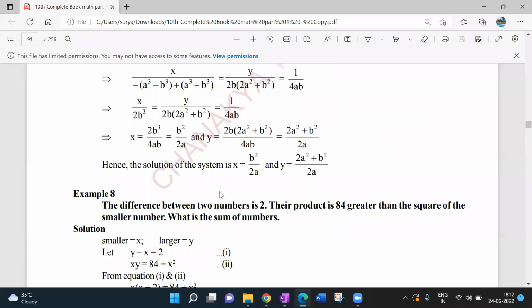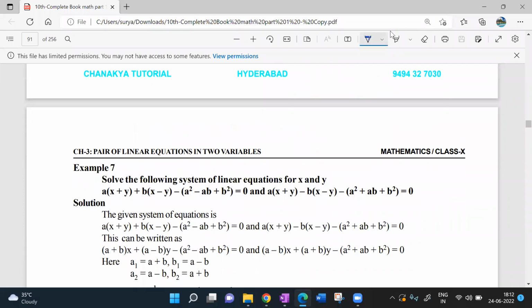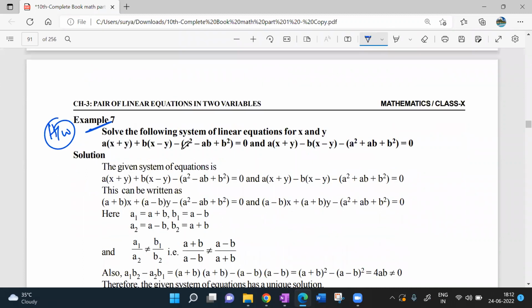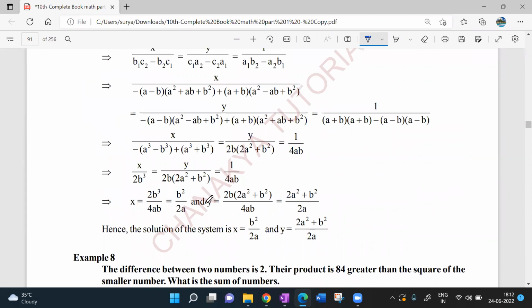Guys, everyone solve this eighth question. I mean, the seventh question also you can solve. Seventh question, you take it as homework, guys. Everyone take a snap of this question, or I'll share these notes. Do not worry, seventh question homework, I'll share. Solve the eighth question now.